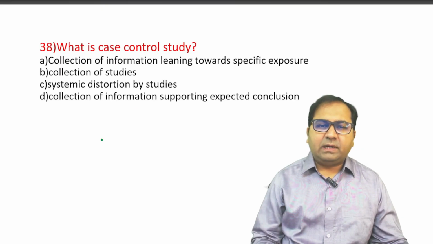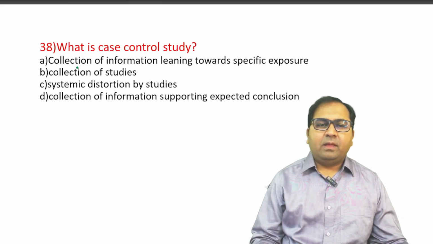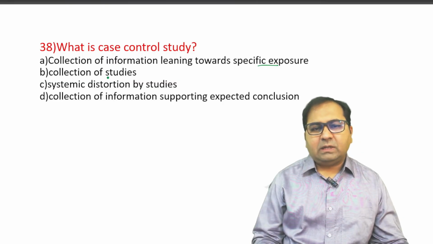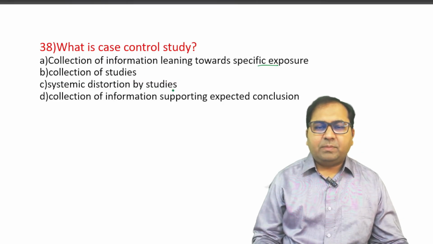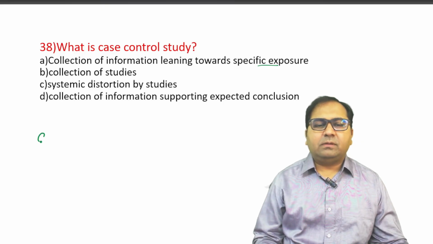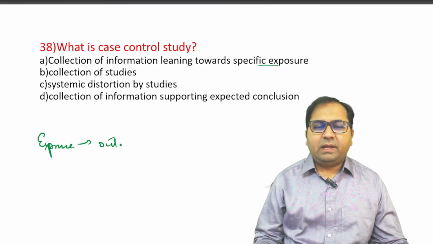Next question. What is case control study? Options are A. Collection of information leaning towards specific exposure, or B. Collection of studies, or C. Systematic distortion by studies, or D. Collection of information supporting the expected conclusion. So what is case control study? Previously, it is from outcomes to exposure. Exposure to outcome is cohort study. Okay, outcome to exposure is case control study.